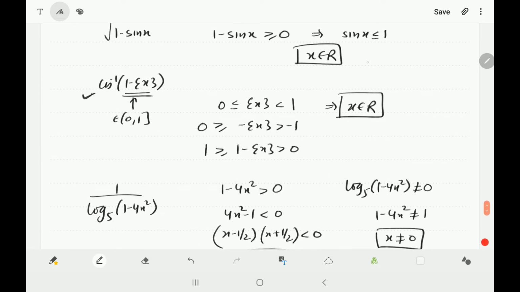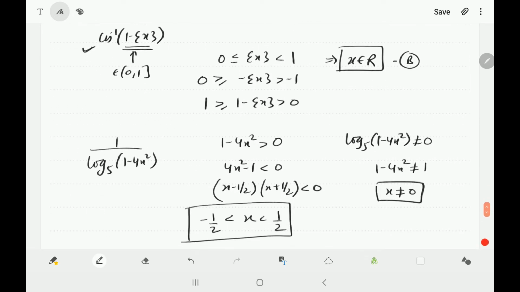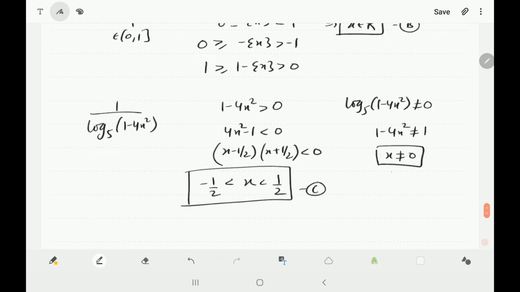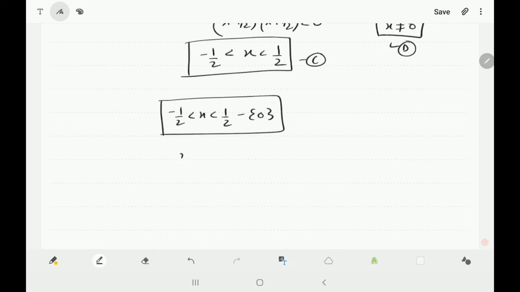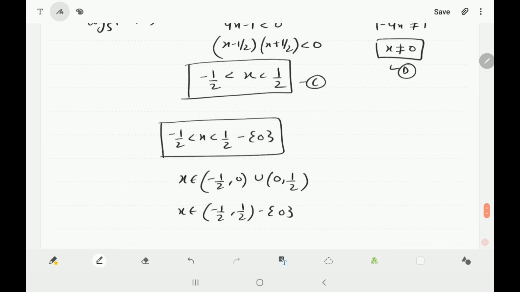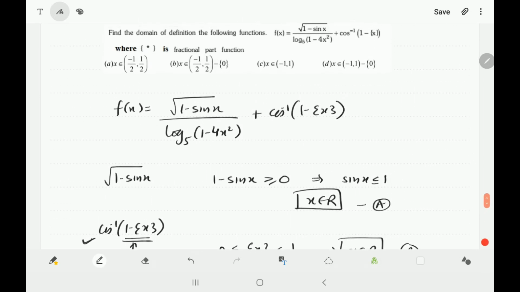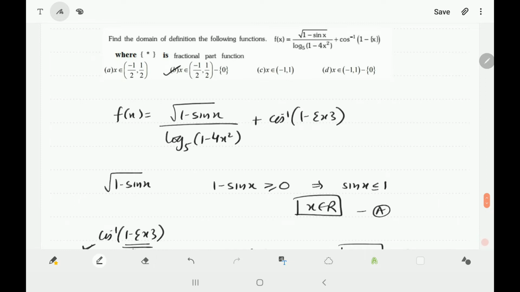So finally we have the conditions. This is our A condition because of sine under root of 1 minus sin x, B condition because of cos inverse, this is our C condition, and this is our D condition. So taking intersection of all, we will have x from minus half to half, minus 0. Okay, so we can write this condition as minus half to 0 union 0 to half, either this way, or you can write this as minus half to half minus 0. So let's see which option it is. Minus half to half open interval. Okay, so this is option B. So the domain of this problem is given in option B.